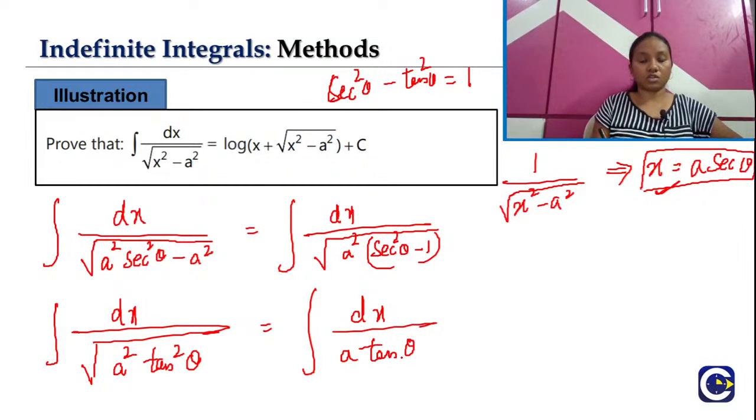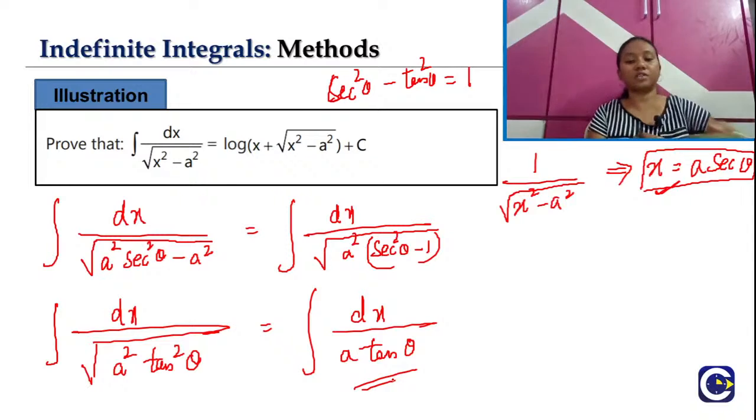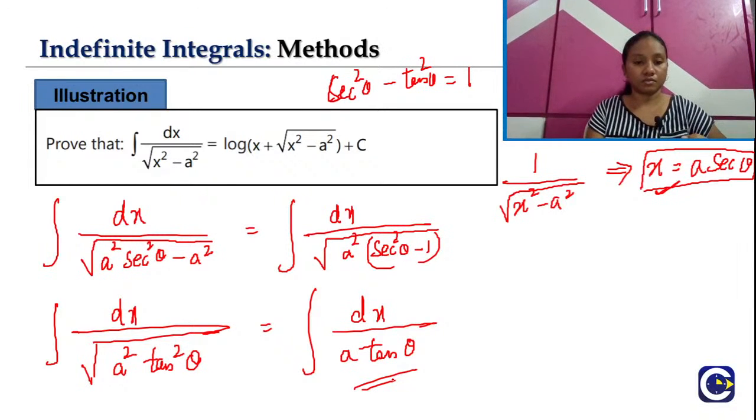Yes or no? So this tan theta can be written as sin by cos and we can simplify this. Right. So this will be my simplification. So let's do it further, guys. So I have solved half of the question. So just give it a try, the remaining part.